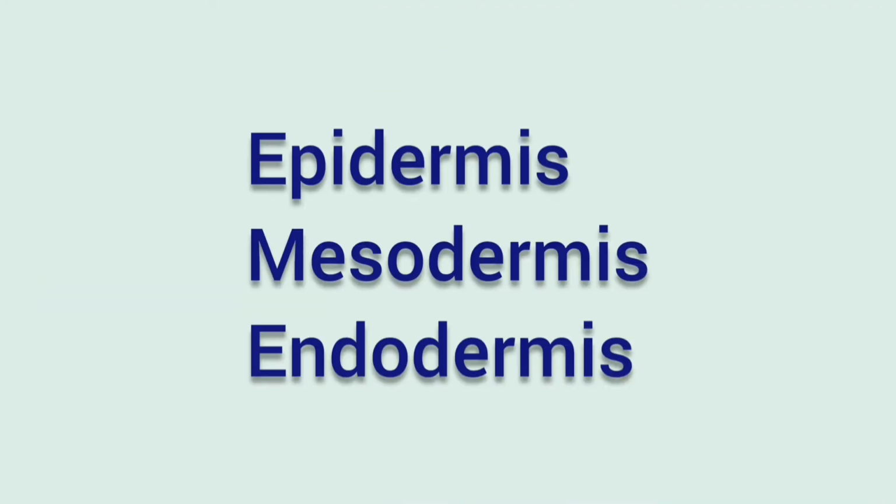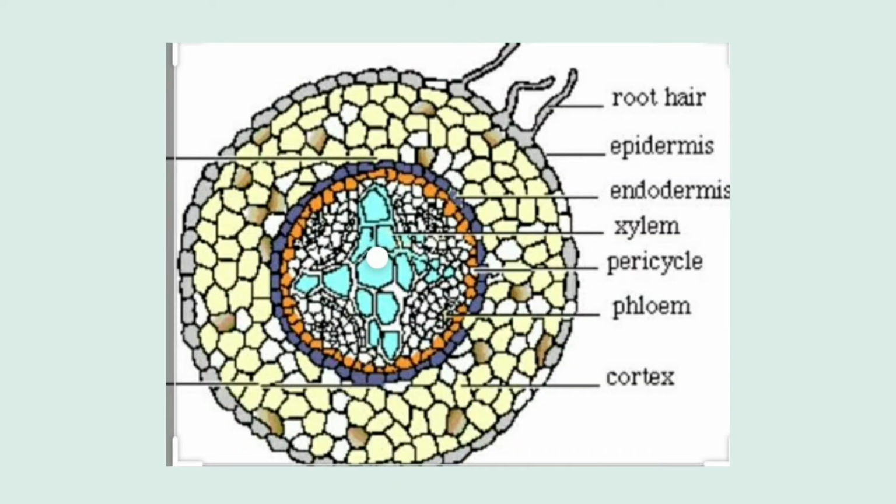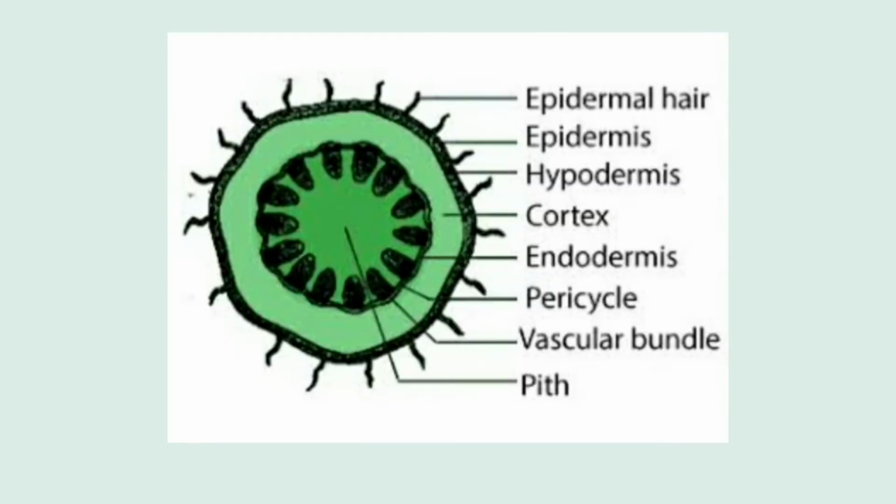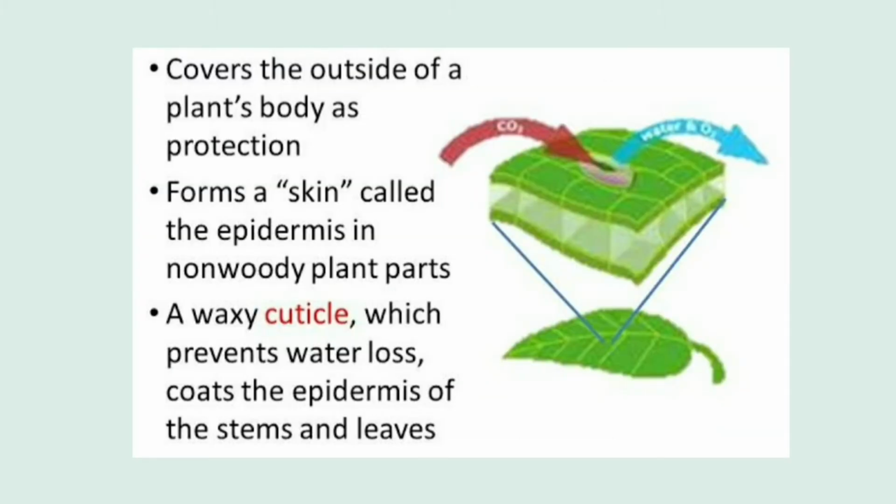Now within the dermis, there are different layers based on the function and location. The outermost layer is the epidermis. There is a middle layer which is called the mesodermis, and then there is an innermost layer called the endodermis. Dermal tissue protects the soft tissue of plants.